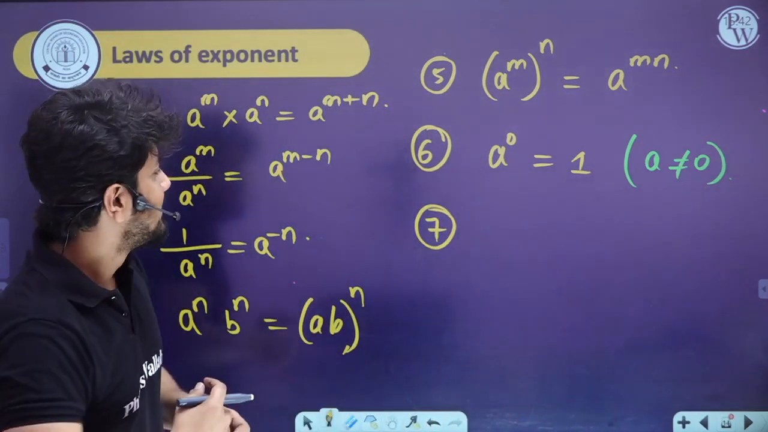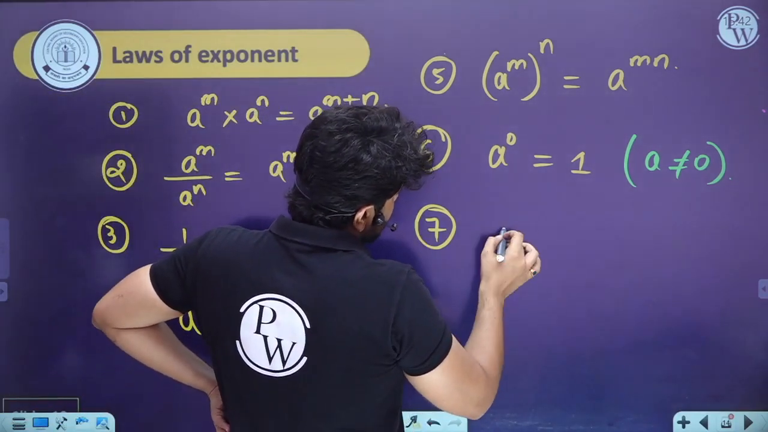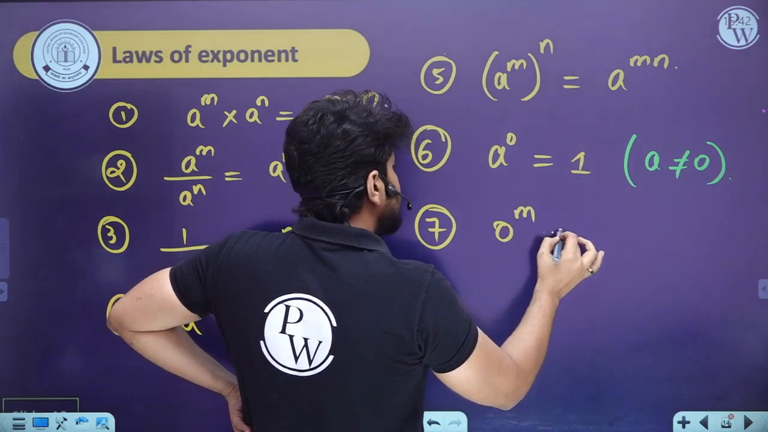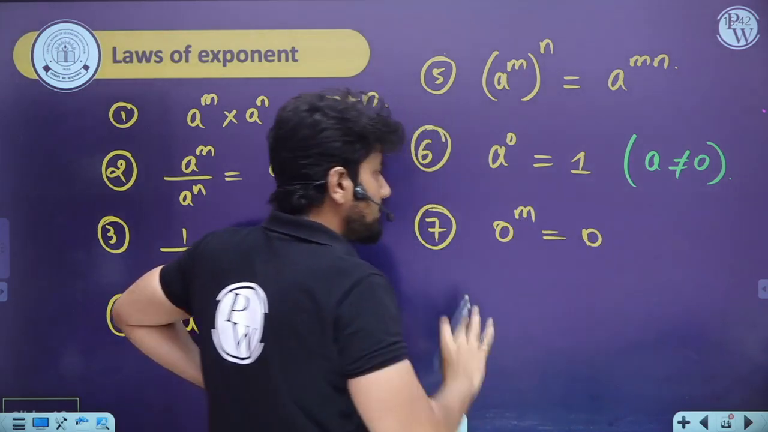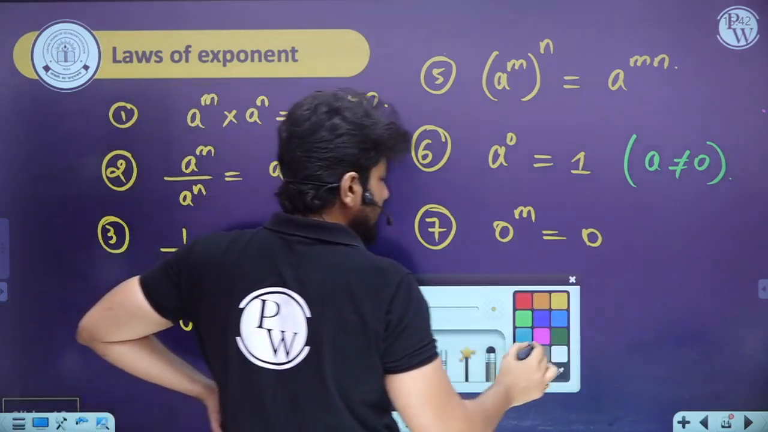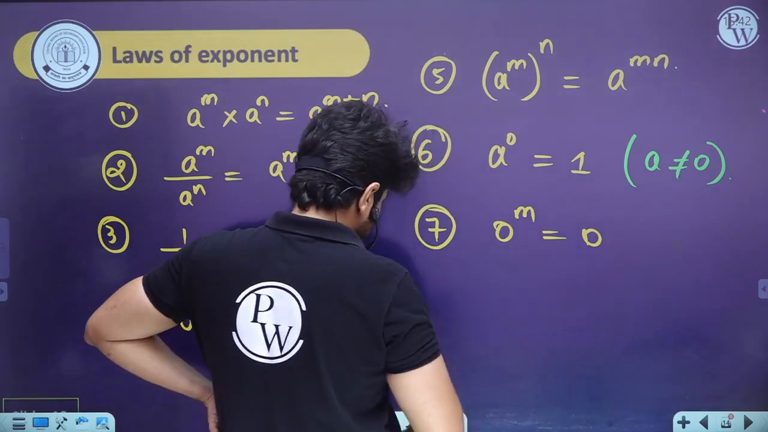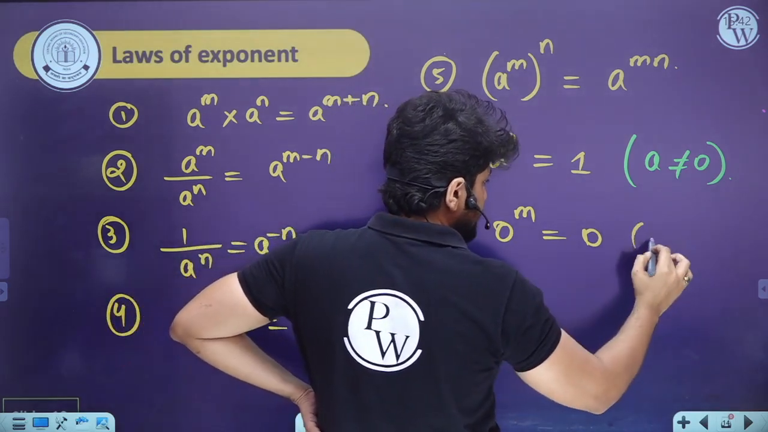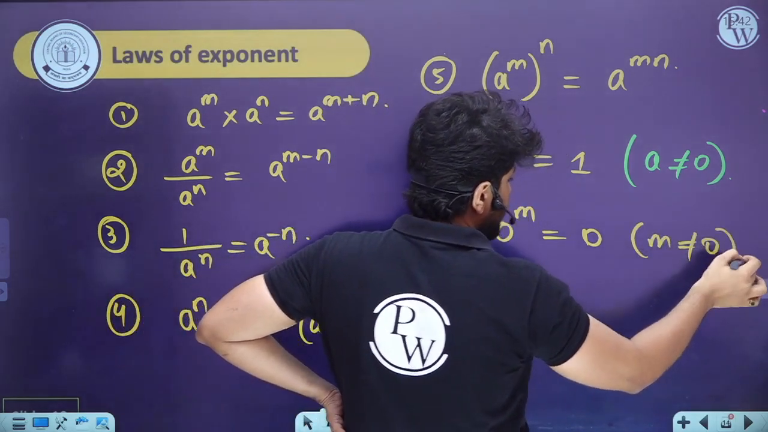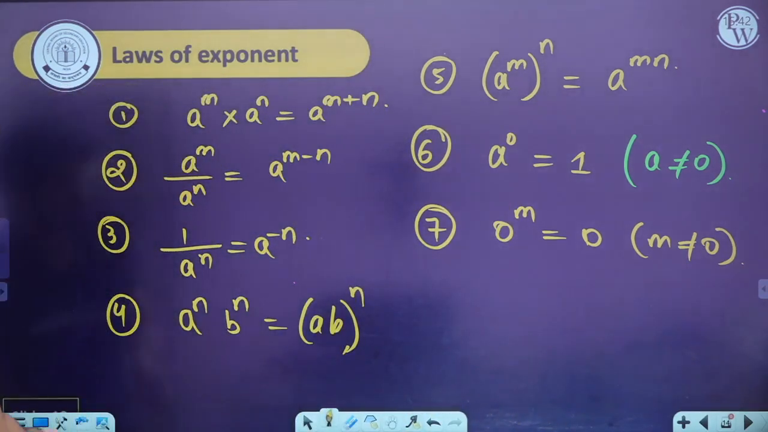Yeah. So, seventh is basically 0 raised to the power any number is 0 only. If you raise 0 to any power, it is 0 only, where this power should not be equal to 0, basically. Okay, 0 raised to the power 1, 0 raised to the power 2, 0 raised to the power any number is equal to 0 only.